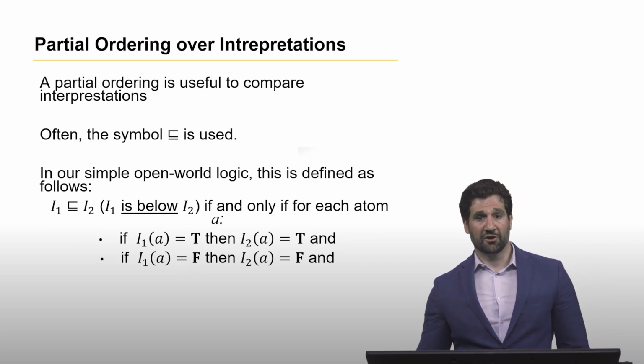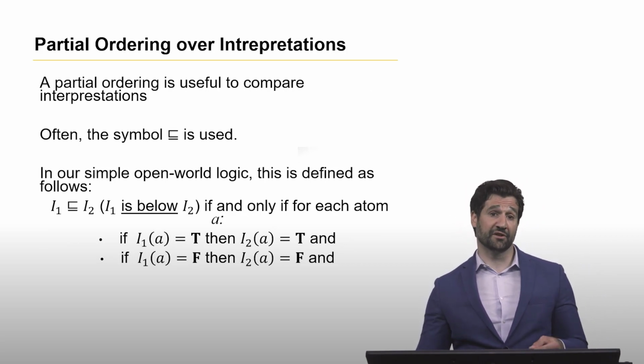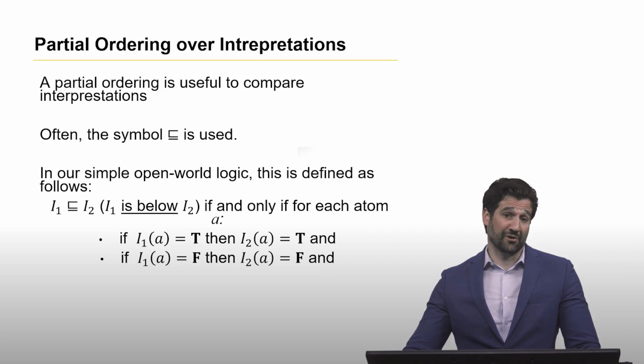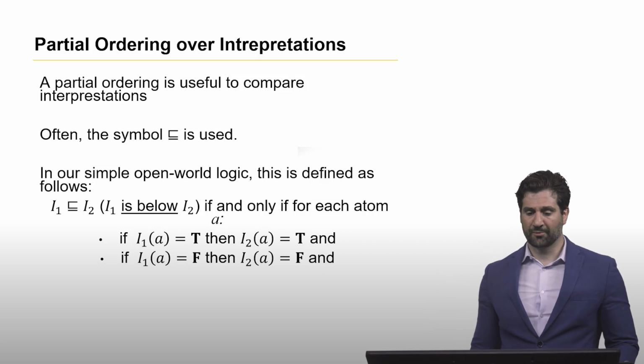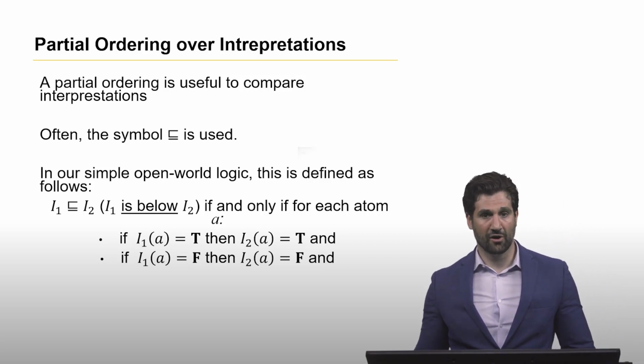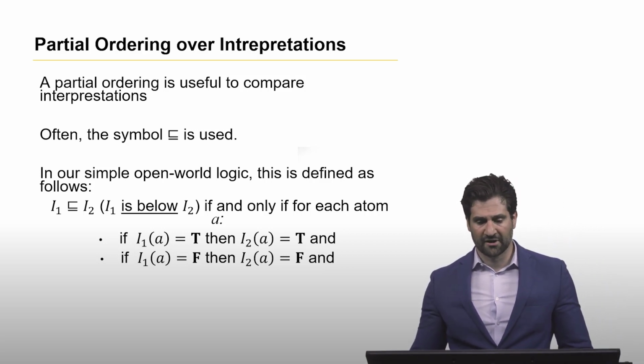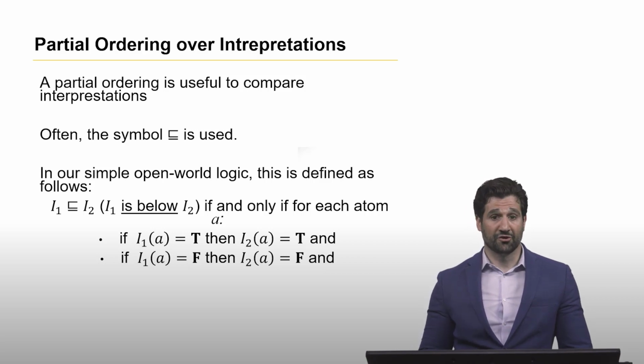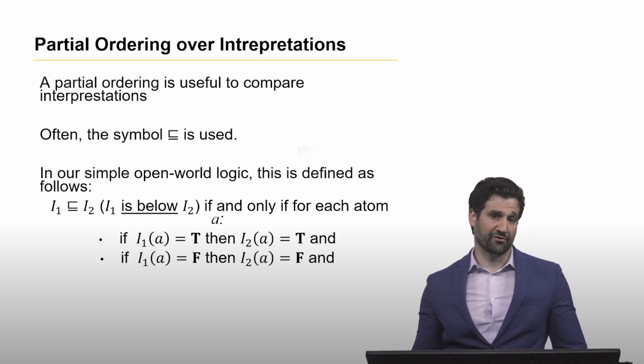So we'll still have a partial ordering. Now here it's going to be a little different than the partial ordering we had with worlds. With worlds, our partial ordering was the same as the subset operation because worlds themselves were sets of elements. So with interpretations, we say I1 is below I2 if and only if for each atom A, if I1 of A equals true, then I2 of A must be true, and if I1 of A equals false, then I2 of A equals false.